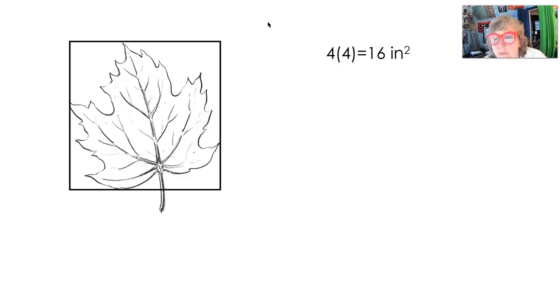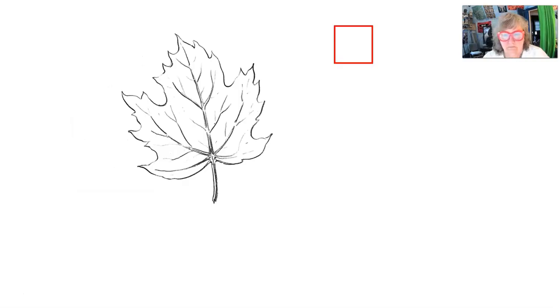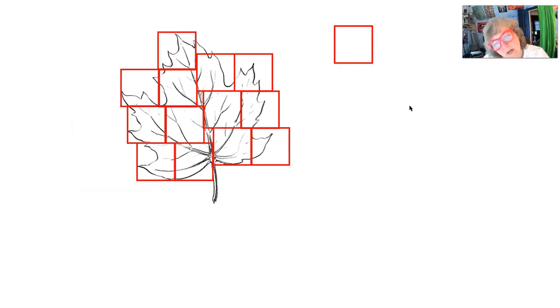So what I'm going to do is try a smaller box. Let's try this one, which is 1 inch by 1 inch. I can cover my leaf. Again, not great. I missed some spots here, but I overcompensated over here. But it's a little bit better than the other one. And I get 13 square inches.